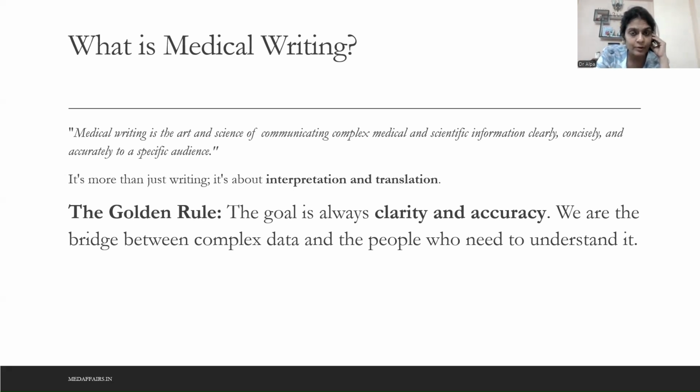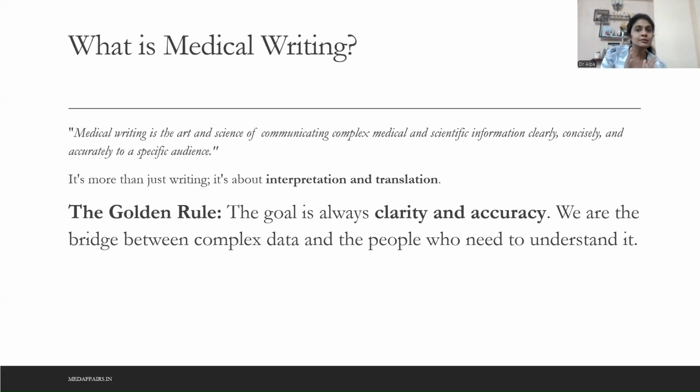So the audience for a medical writer may vary from patients to researchers. So a medical writer's job would be to translate the same set of complex scientific data into a language which is understandable by a researcher. At the same time, it would also include translating the same set of complex scientific data into a language which is understandable to a patient, to a common layman. So it is more than just writing. It is about interpreting the data and translating it to the specific audience.